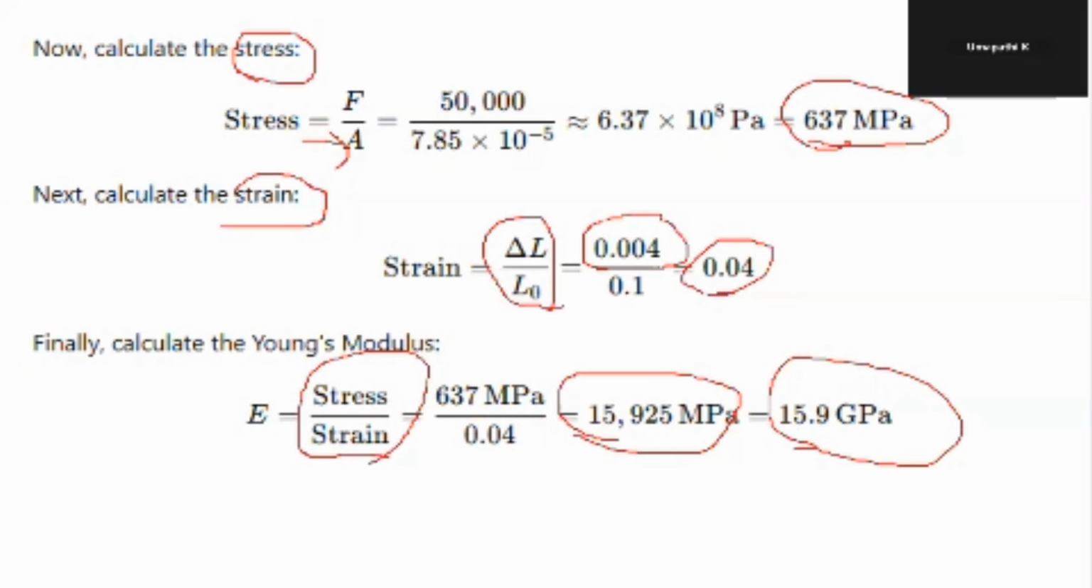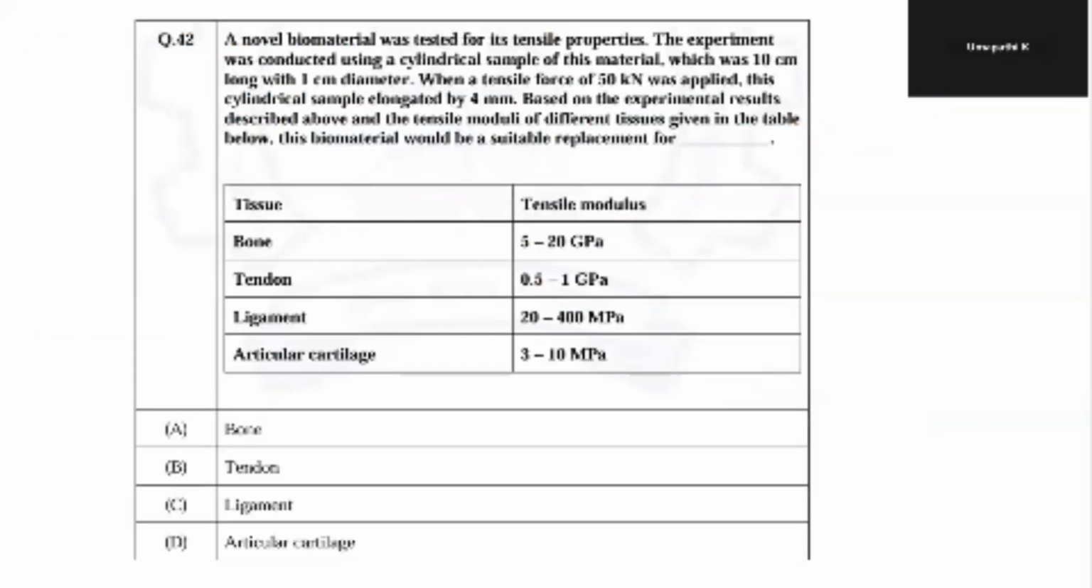Now we have to check where this Young's modulus matches with the given table. You can check our value is 15.9 gigapascals. Now check whether it comes under bone, tendon, ligament, or articular cartilage. Based on the values, it comes under bone.